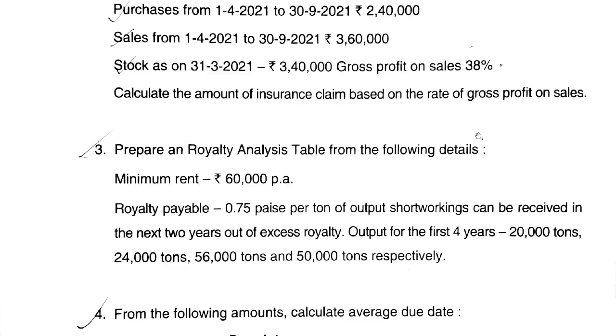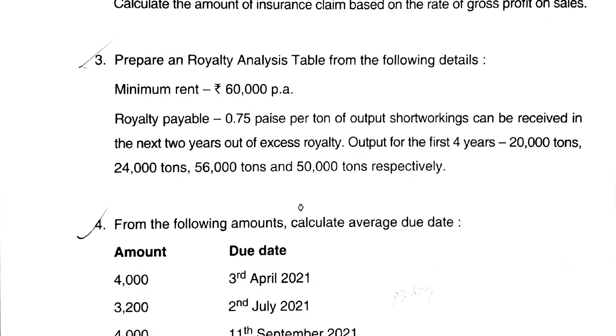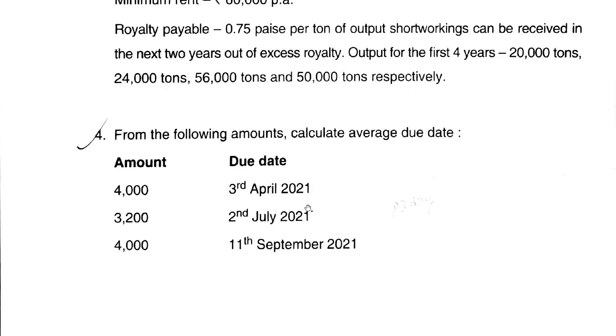Next, you were supposed to find out the royalty. You have to prepare a royalty table and find out the amount of royalty. That was the second question. In the third question, they had given the amount and due dates. Based upon these two pieces of information, you were supposed to calculate the average due date. This was the next question.